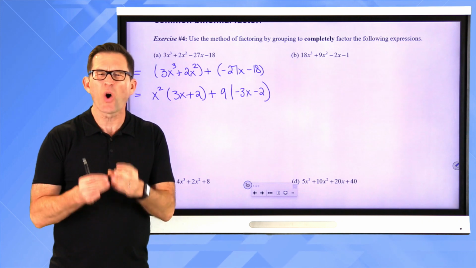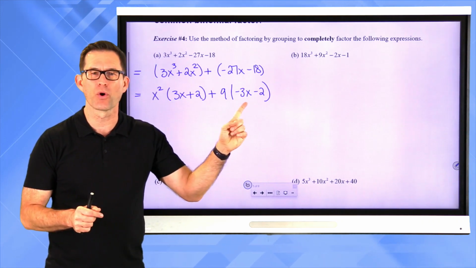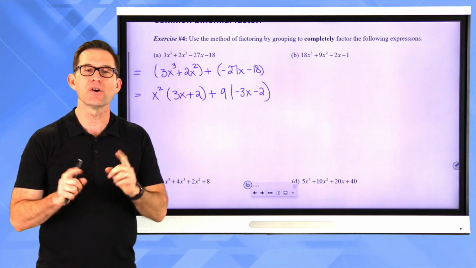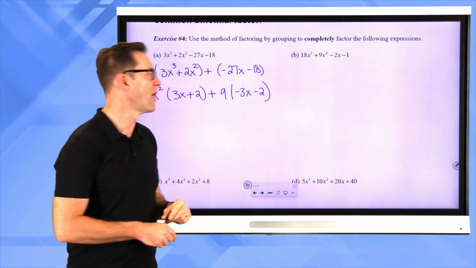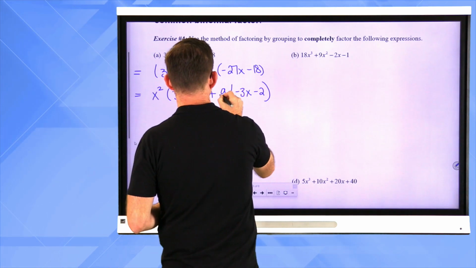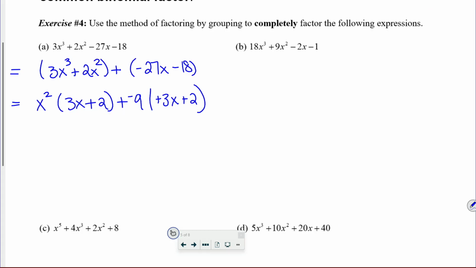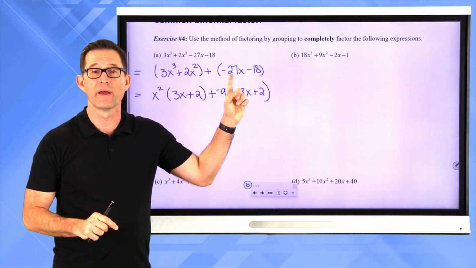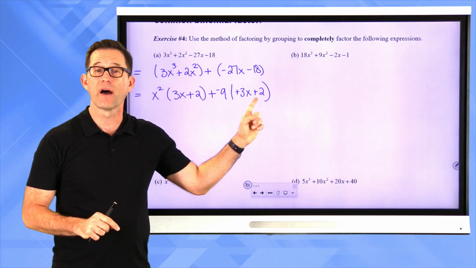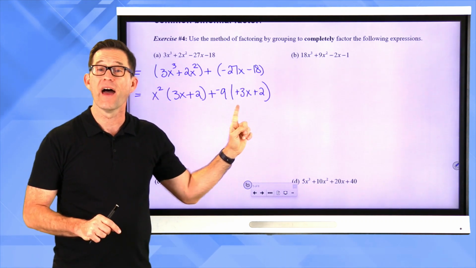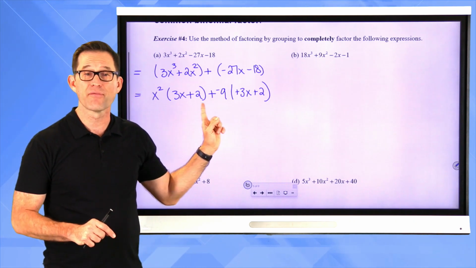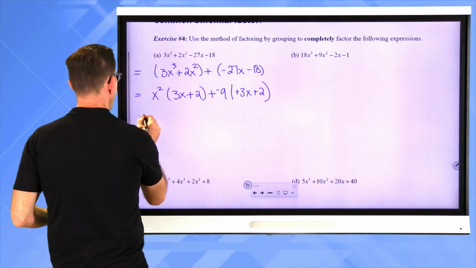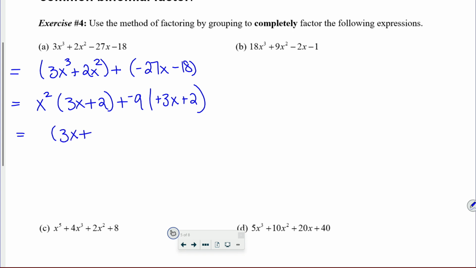So it's close. It's almost what I want, but for this method to work, I need these two to be the same. And so, instead of factoring out a positive 9, I'm actually going to factor out a negative 9. Because if I factor a negative 9 out, negative 9 times positive 3x is negative 27x, and negative 9 times positive 2 is negative 18, and now I have 3x plus 2 there, and I have 3x plus 2 there. So I can now factor this as 3x plus 2 times x squared minus 9.